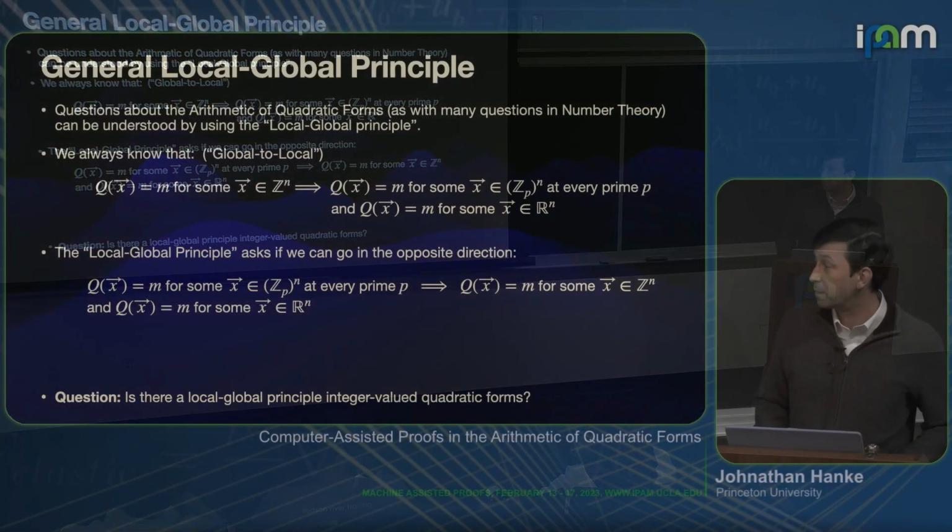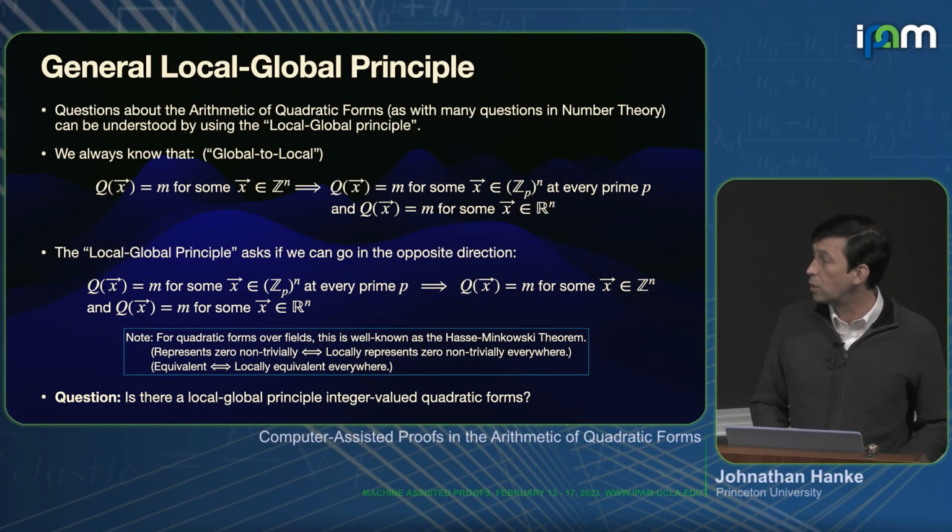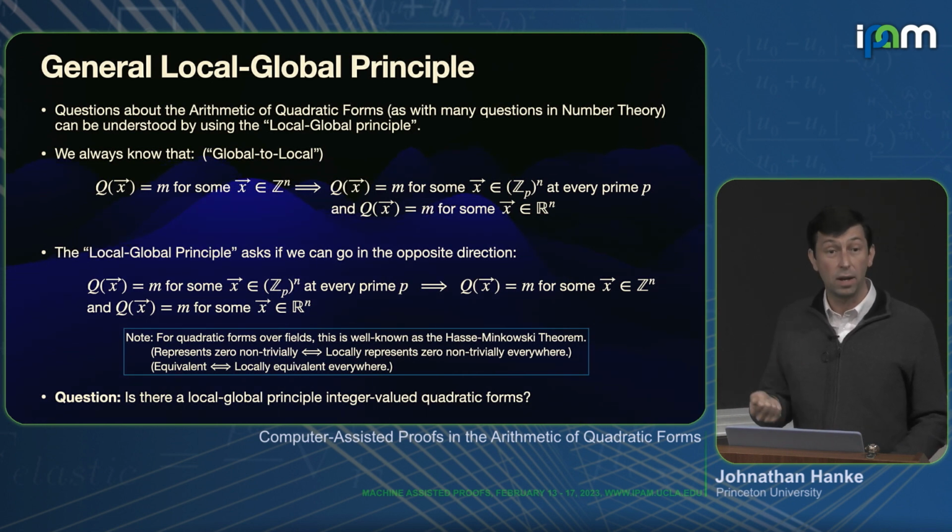Okay? So you may have seen local-global principles in the context of quadratic forms, the Hasse-Minkowski theorem. This tells you about representing things rationally, if you can represent it over Q_p everywhere. So we would like an integral version of that. And that's the idea. It's a very clean statement, and it gives you some hope.